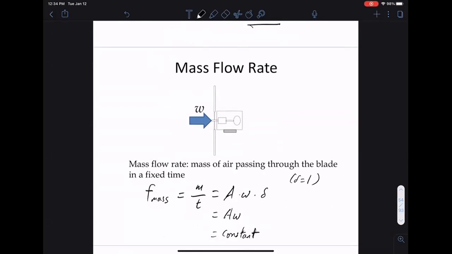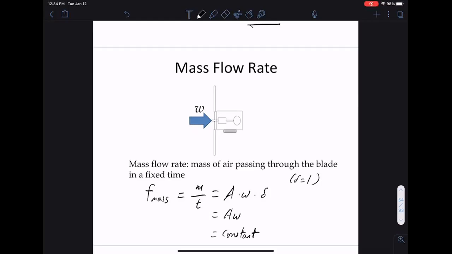So we're going to assume that the mass flow rate of the air passing through the blade is fixed. You think of a moving mass of air flowing through the wind turbine blades. We're going to assume that the same amount of stuff goes in and comes out of this area. Air is not compressible, and we're going to assume that it is not lost anywhere. So we have this being a constant.